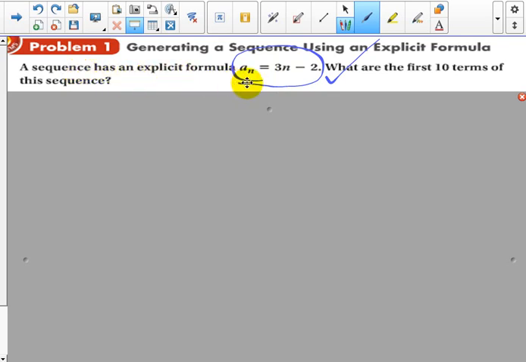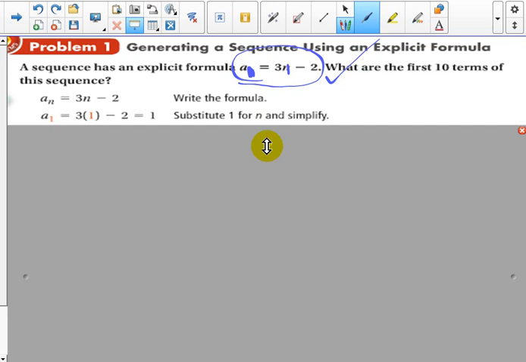So a sequence has an explicit formula, a sub n equals 3n minus 2. What are the first 10 terms of the sequence? So I think you guys have this, right? So now for the first term, you're going to plug in a sub 1. That means my first term in the sequence is 3 times 1 minus 2, which is 3 minus 2, which is equal to 1. So there it is.